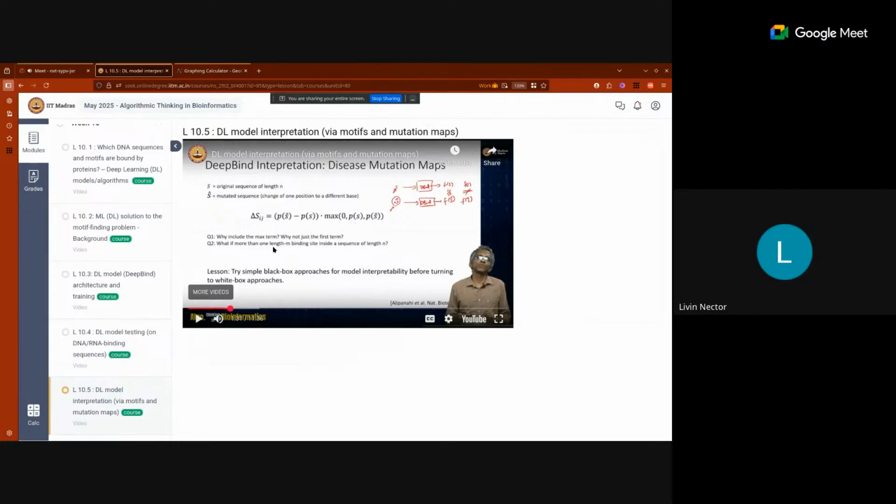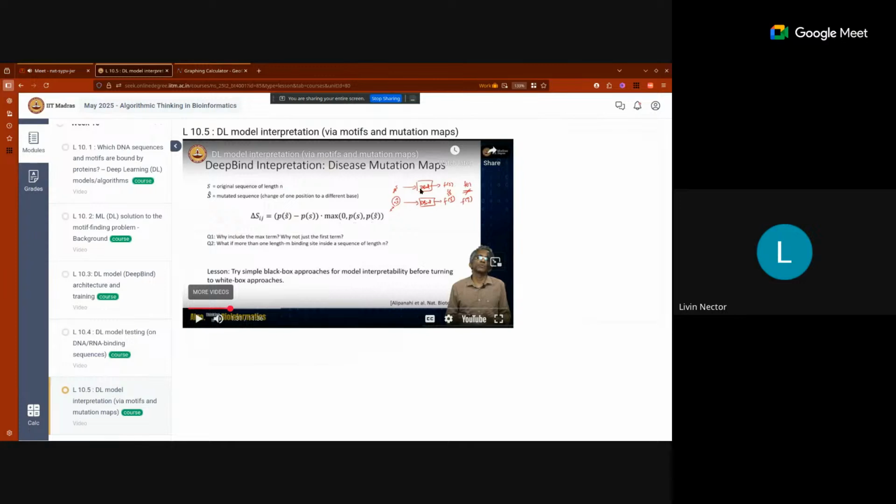So this is how we can use the DeepBind model to find this interpretation. Does this mutation cause any difference in the binding characteristics of the sequence? That is the question. So we run the original sequence and the mutated sequence through the DeepBind model to get the scores. And with the scores, we find this delta. This delta is basically the difference, but also multiplied with the maximum of these two scores.